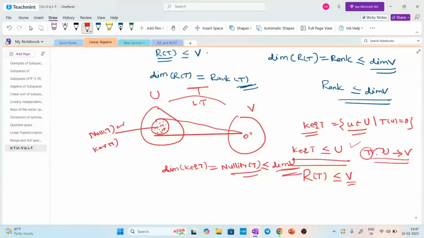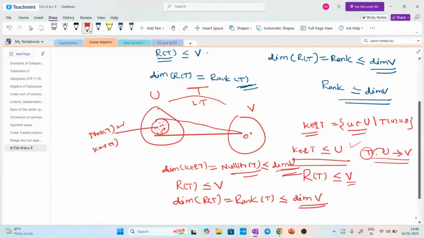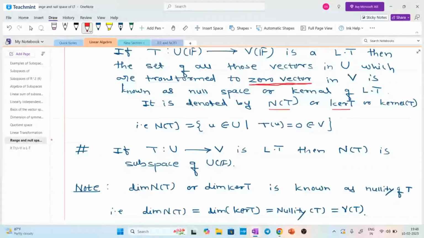Similarly, range of T, R of T, is a subspace of V, and its dimension is called the rank of T. The dimension of range of T is equal to the rank of T, and that is always less than or equal to the dimension of V. This is the definition, and we defined nullity of T mathematically here.